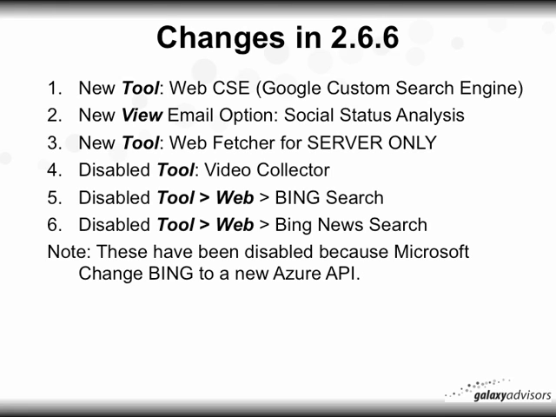3 tools have been disabled: under Tool, Video Collector, under Tool, Web Bing Search, and under Tool, Web Bing New Search. Those have been disabled because Microsoft changed Bing to a new Azure API, and it was felt that the Google Custom Search was still the best search engine, so there was no need to update those. So those are really the major changes in 2.66.